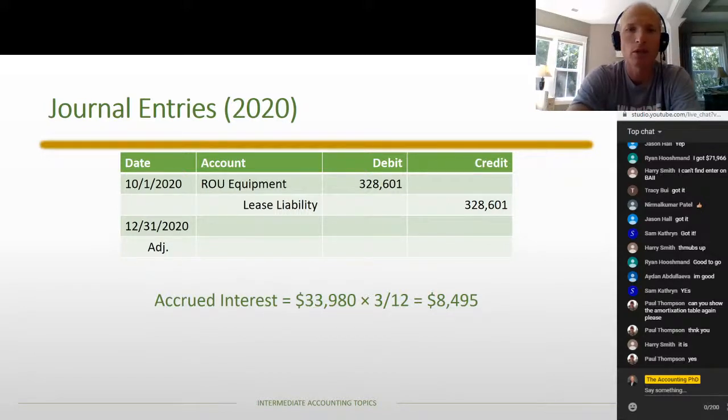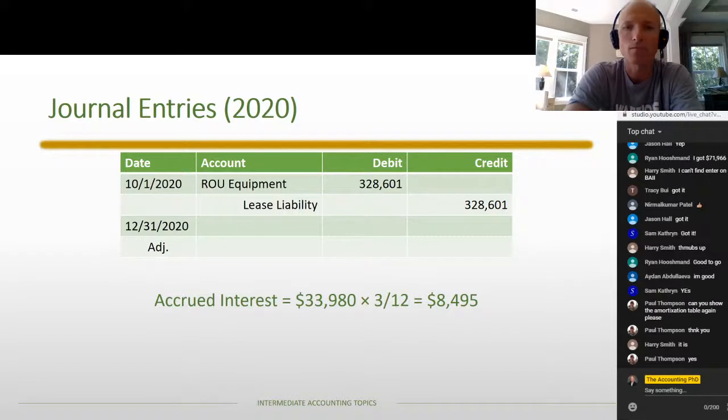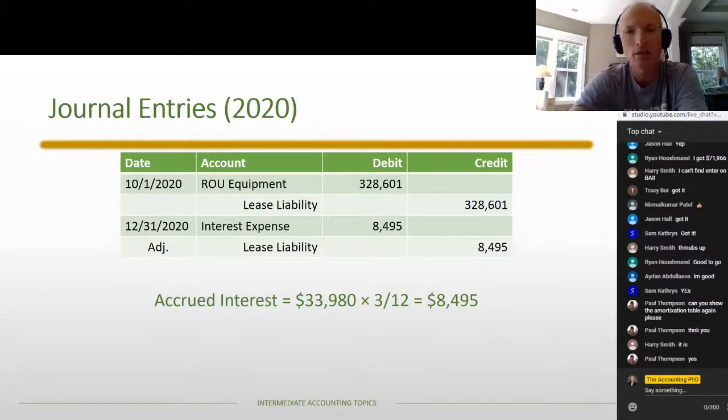So you have 3 months of interest expense that's been accrued. I think I just said 2 months actually, but it's 3 months have been accrued in 2020. And so we need to accrue $8,495 of interest. And so that is the interest expense. Now this is the feature in this process that some students really struggle with.